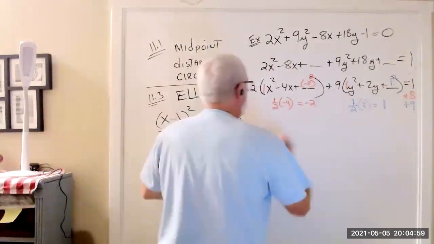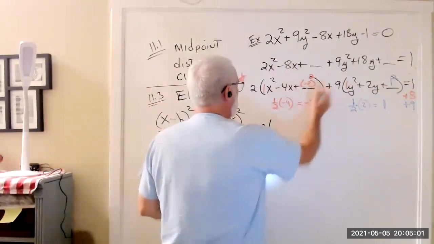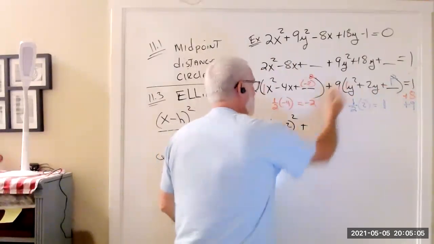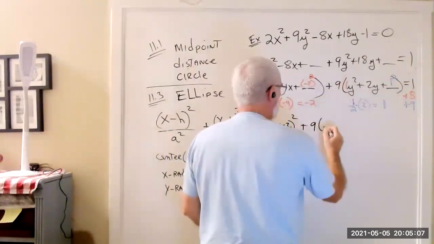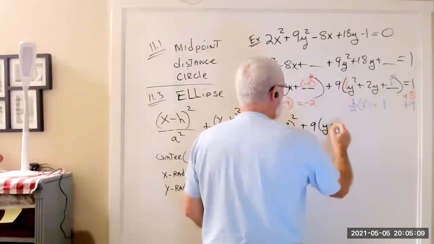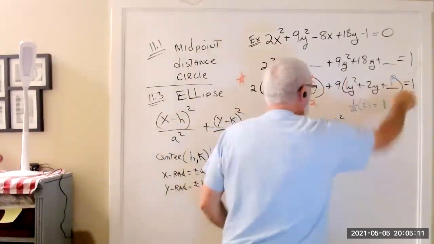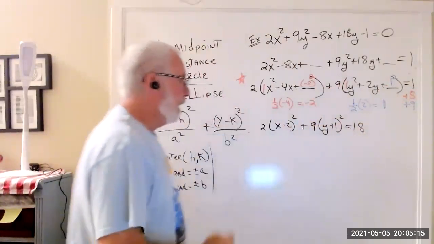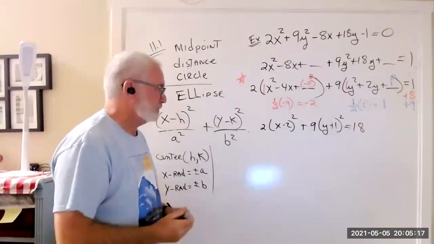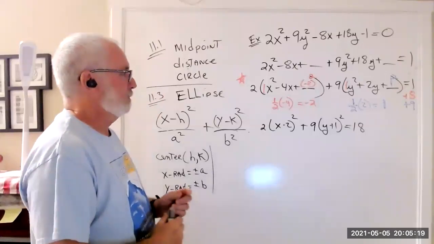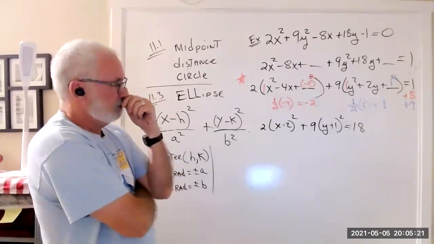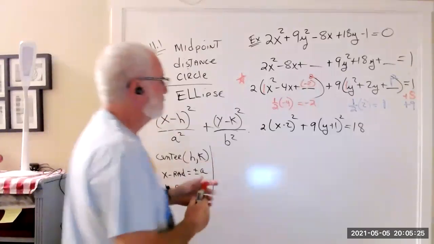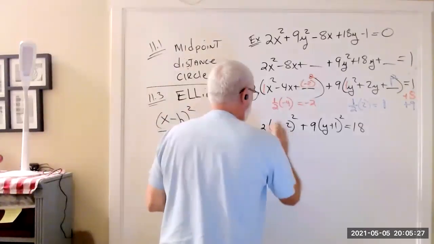Okay, so this becomes 2 times x minus 2 squared plus 9 times y plus 1 squared equals 18. Excuse me. That's okay. A x minus 2? Yeah. Okay. Bad handwriting.